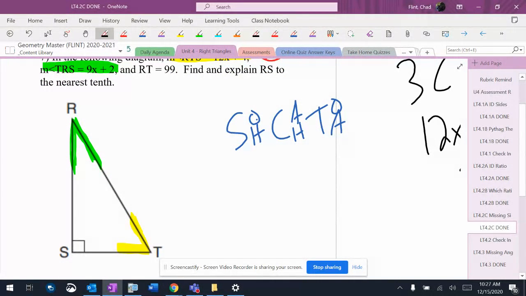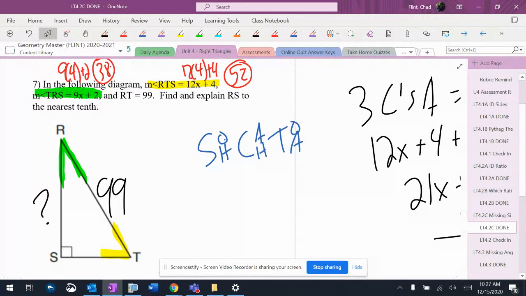It tells me that RT is 99, and it wants to know what RS is. Again, this is different now because before I didn't know both of these angles. I kind of did, because I could have always figured the other one out, but now I blatantly know what these two angles are. So this is where this can cause a problem. You pick one. Which one do you want to pick? It won't matter, because it will give you the same answer whichever one you pick.